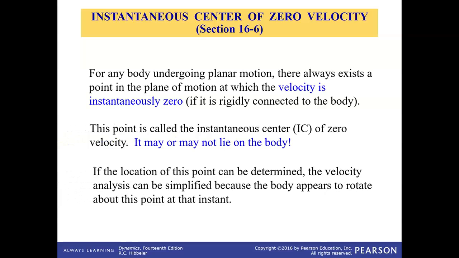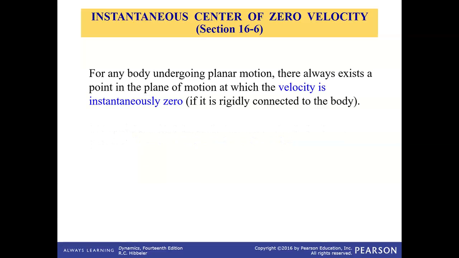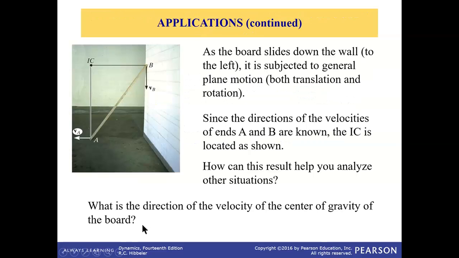Now for any body undergoing general plane motion, there always exists a point in the plane of motion at which the velocity is instantaneously zero, provided that it's a rigid body. This point is called the instantaneous center of zero velocity. It may or may not lie on the body. So you can see in the previous example that the instantaneous center is outside the body. The body is only AB, but the instantaneous center is outside the body. So that's perfectly fine.